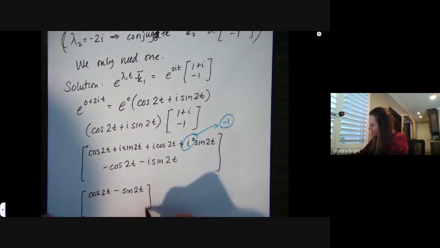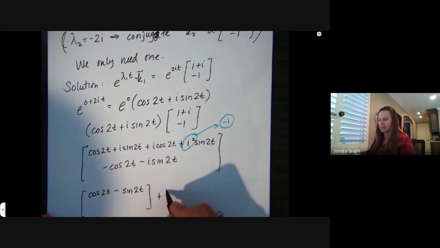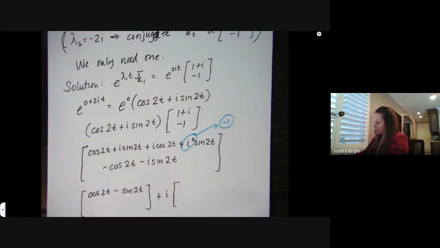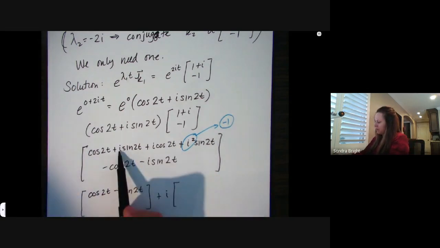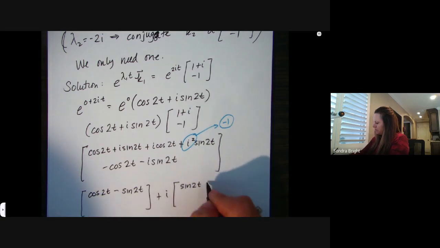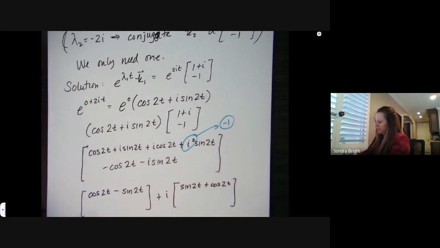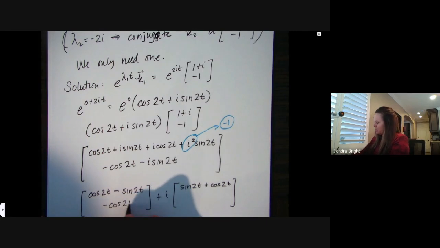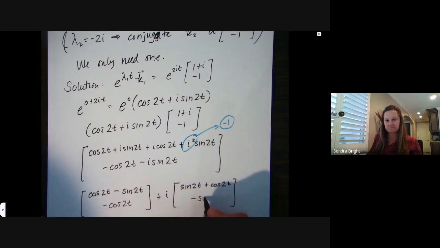And then plus i times, so I'm separating out the imaginary part of this. When I factor out an i from here, I would have sine of 2t plus cosine of 2t. Down below, the negative cosine of 2t is real, and then this one has an i on it, so I'll put negative sine of 2t in this matrix there.